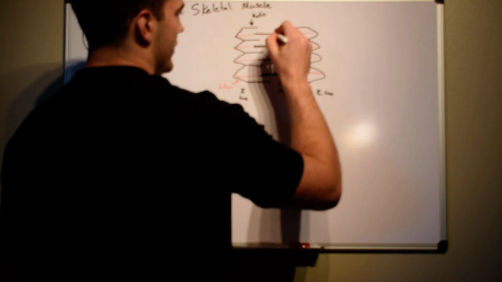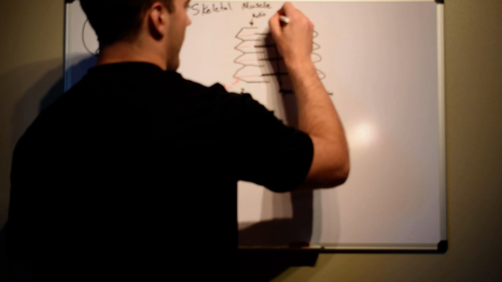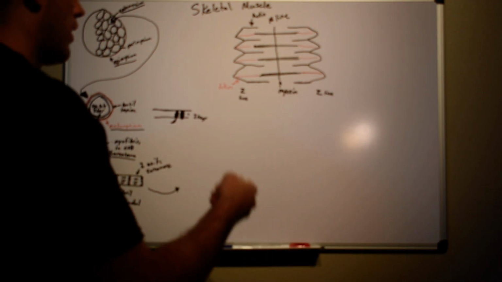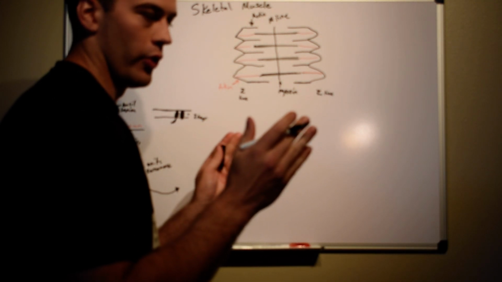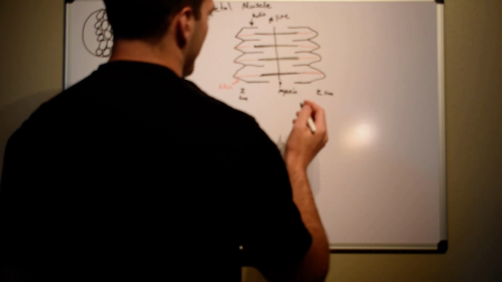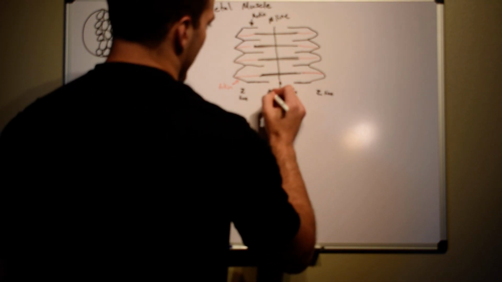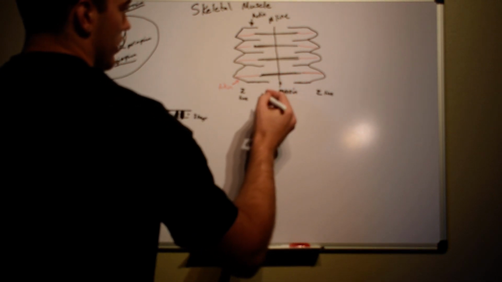Now we've got some different zones and lines. So we've got one here called the M line. The M line is the median or the middle of the sarcomere. Okay? It's just where everything's going to pull towards. So that's the M line. We've got the H zone, which I call the heavy zone.